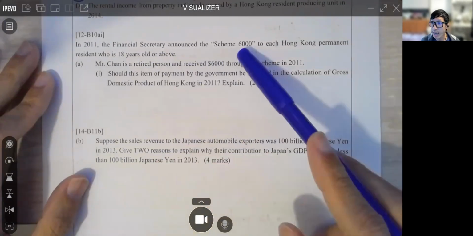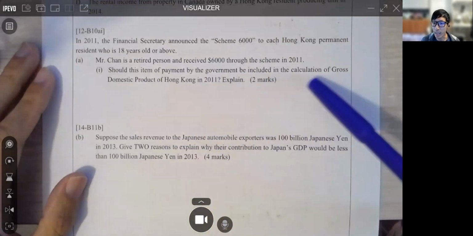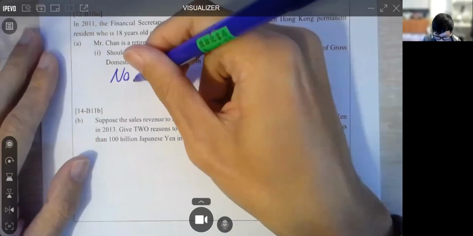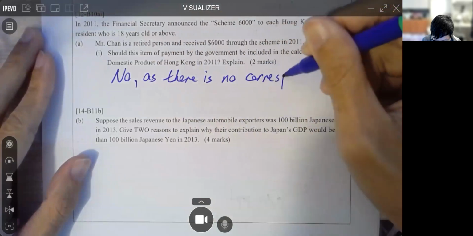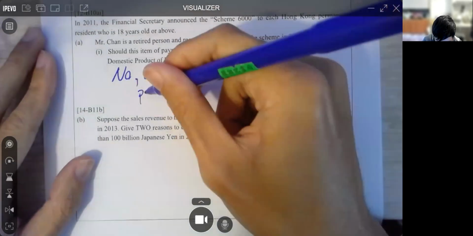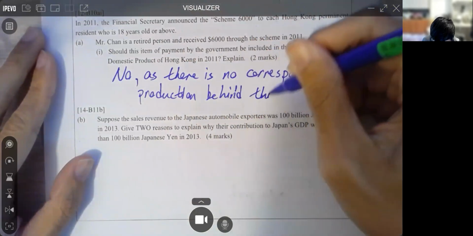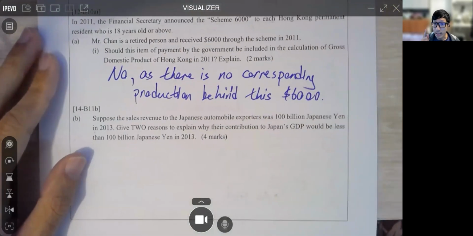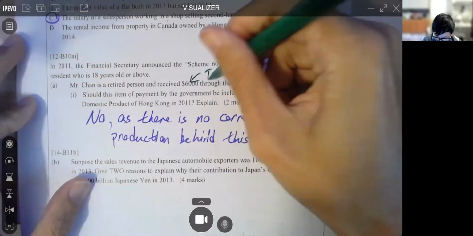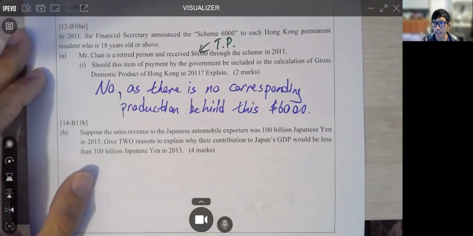The financial secretary's scheme, 6,000, the 6,000 dollars handed out that year, is for a retired person. Okay, should this item be included in the GDP? Explain. The answer is no. Okay, but how do we explain? As there is no corresponding production behind this 6,000. Is there production behind this 6,000 dollars? No, this is a transfer payment. It is given to you, and you are not required to have any production.